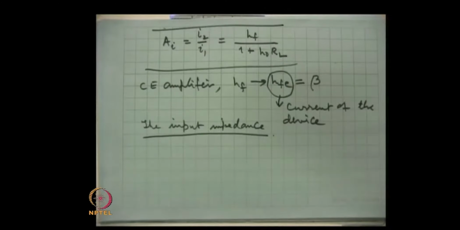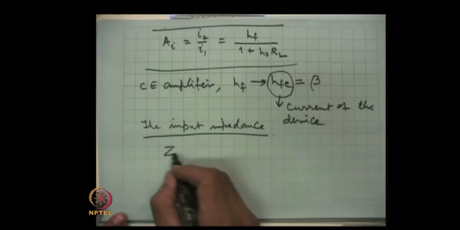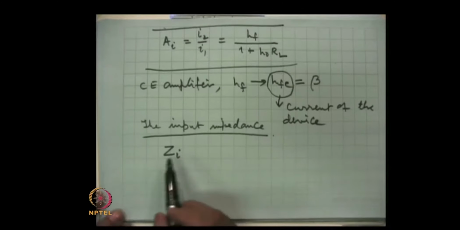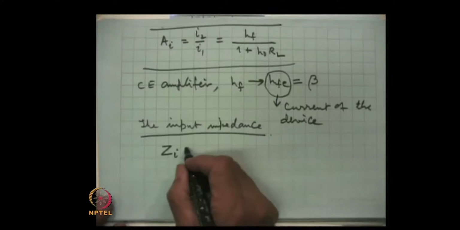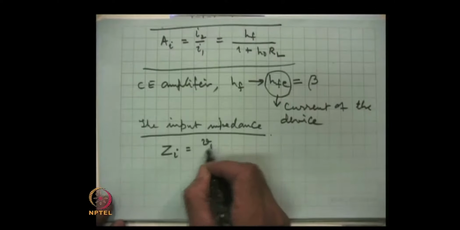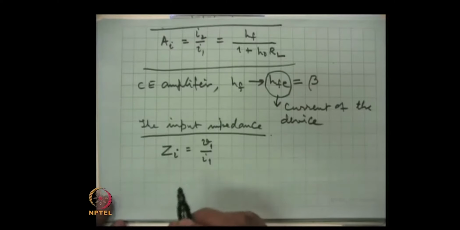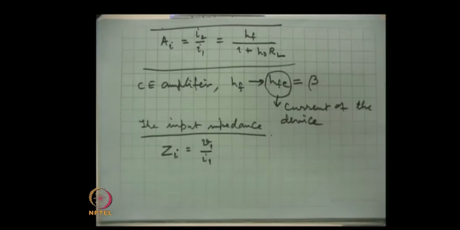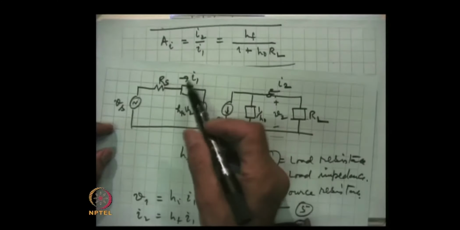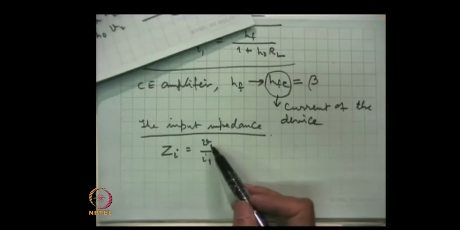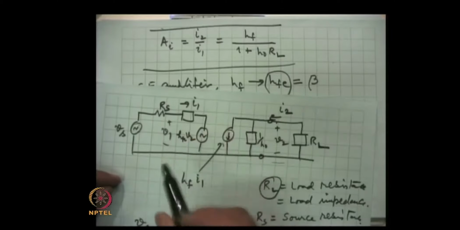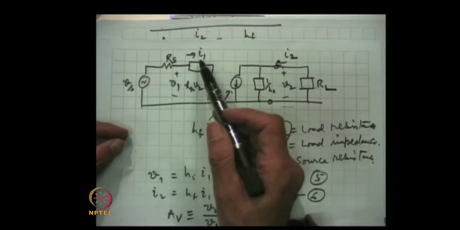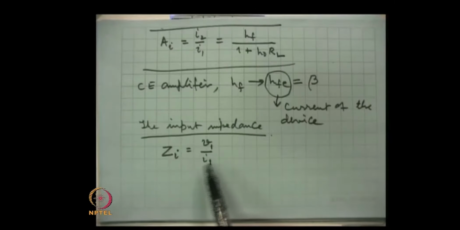The input impedance. We write impedance as Z, and Z I, where I stands for input impedance. This by definition is V1 by I1. That means we apply a test signal here, and what is the ratio of this voltage V1 and this current? That will give the value of input impedance.